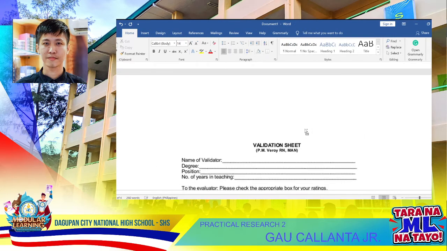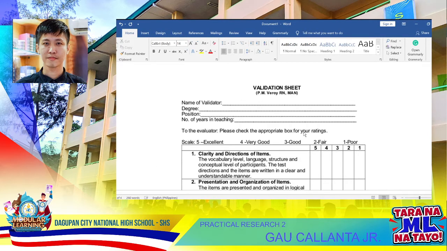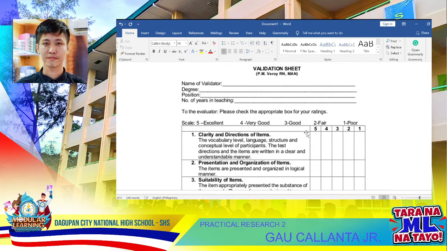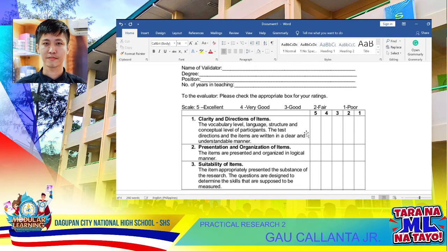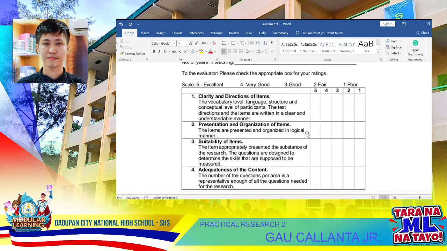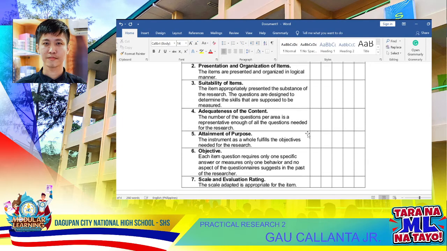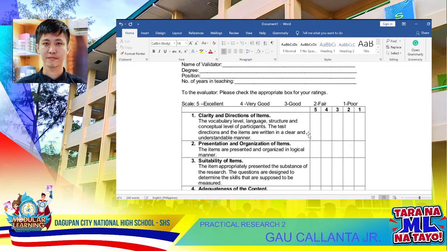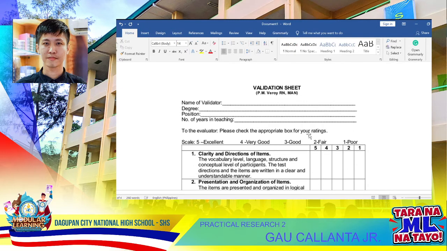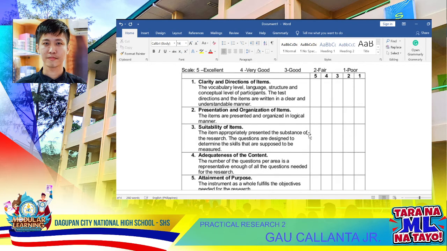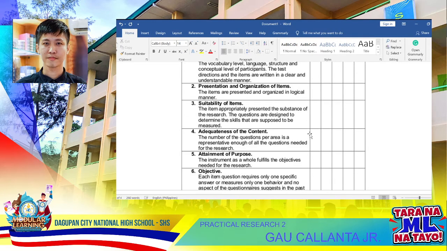Now you will have, I'll give you time to do this one. I want you to open your questionnaire and have it beside you. I want you to check it and score it against these 7 criteria. Try to score it objectively and honestly, whether your questionnaire would pass this sample validation tool. I'll give you 5 or 10 minutes for that.